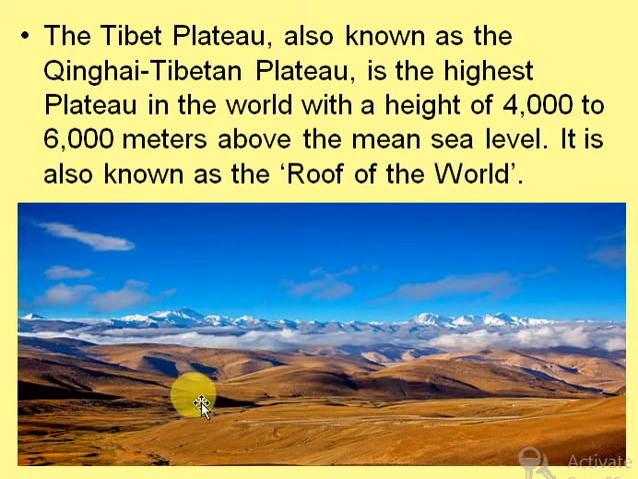They are also known as the dry deserts, cold deserts, dry cold deserts you can call them. Temperature is low over here, it is below 0°, and all grasslands you can see, but no vegetation you will find in these areas. So this is the Tibet again, the Tibet Plateau, also known as the Qinghai Tibetan Plateau. It is the highest plateau in the world with a height of 4,000 to 6,000 meters above the mean sea level. It is also known as the roof of the world.